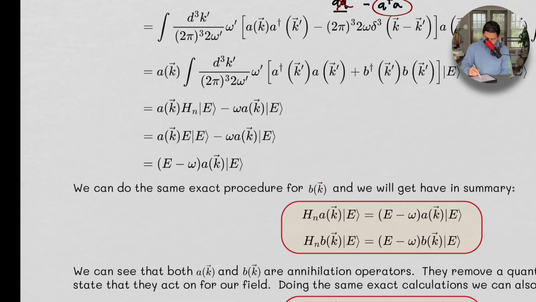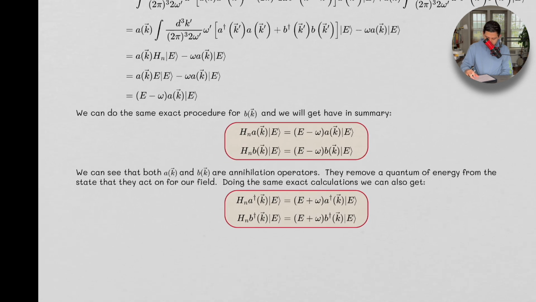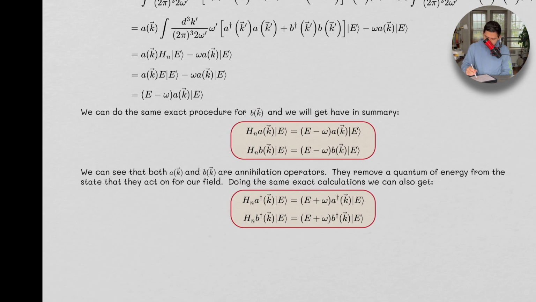And then from here to here, we have AK, our Hamiltonian, the eigenstate for our Hamiltonian is just our energy, okay? And so we have this, and then from here to here, we just factor out E and omega, and we get this. We can do the same exact procedure for B of K, and so in the end we get these two.